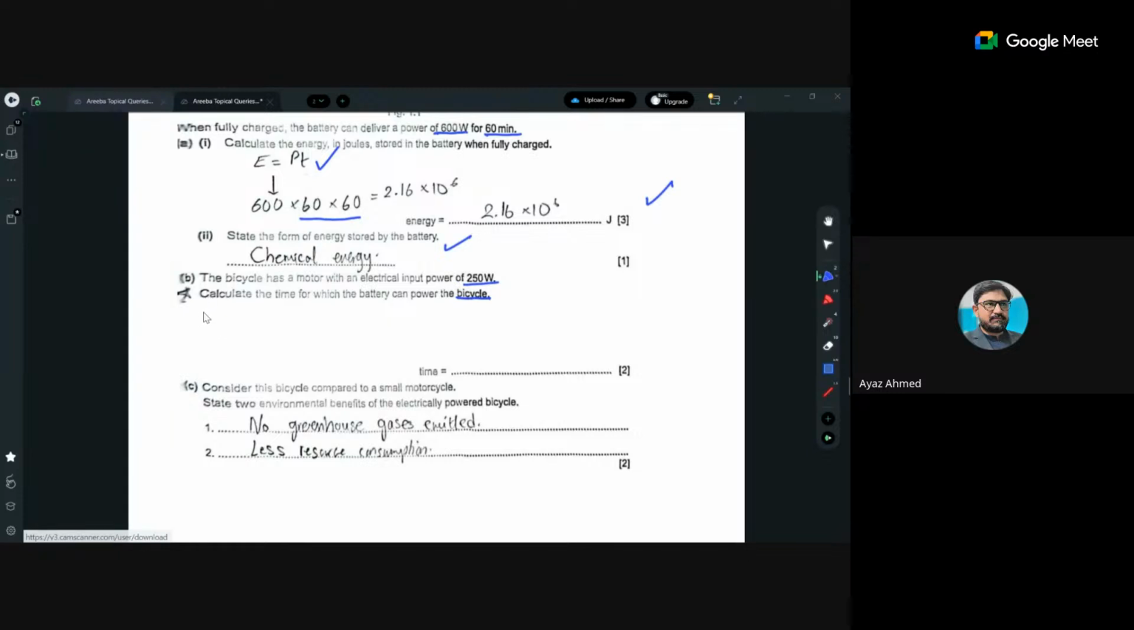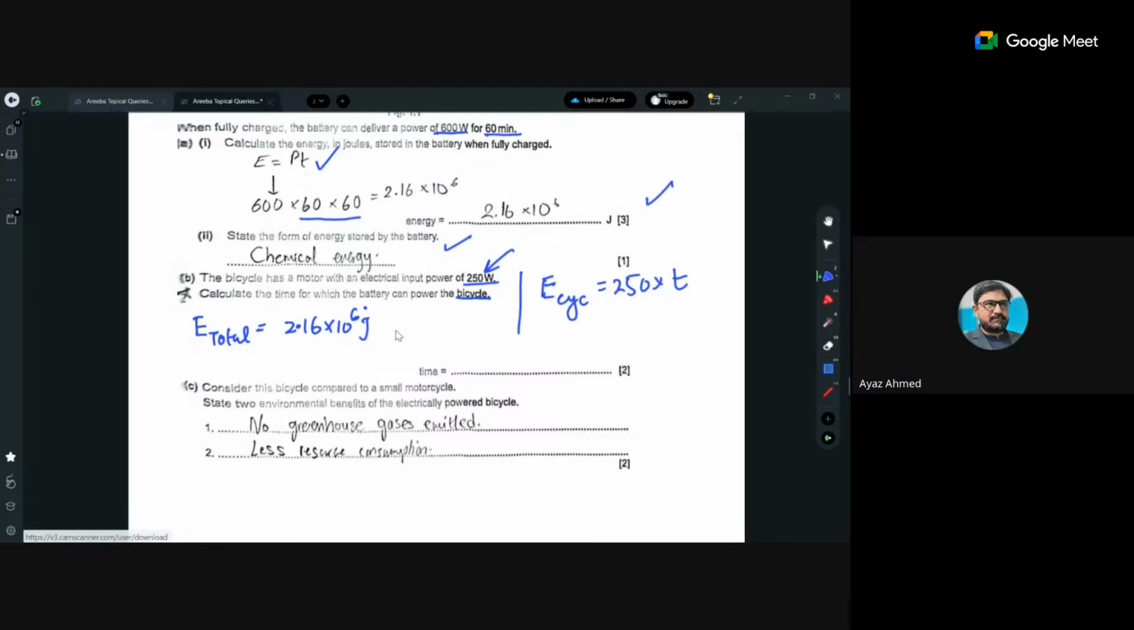In this question, the total energy supplied by your battery is 2.16 into 10 raised to power 6 joules. Now what is the power rating of this battery? So the energy supplied by the bicycle is equal to 250 watt into time taken, right?